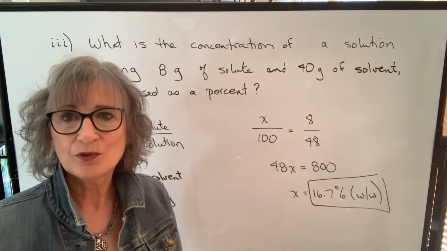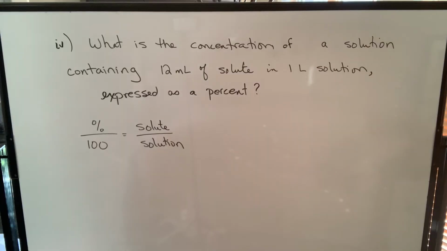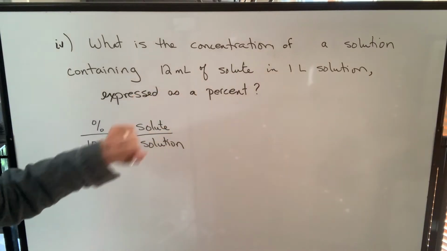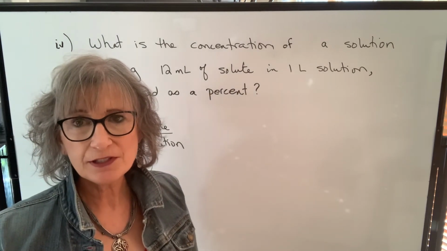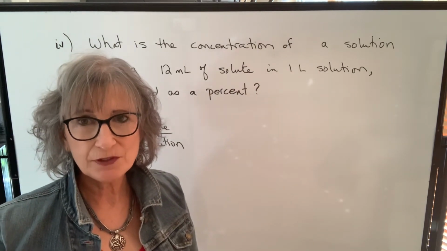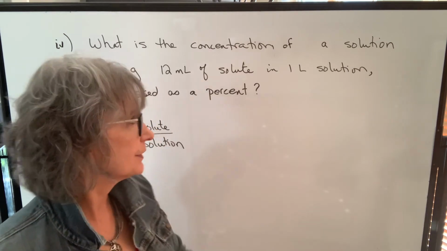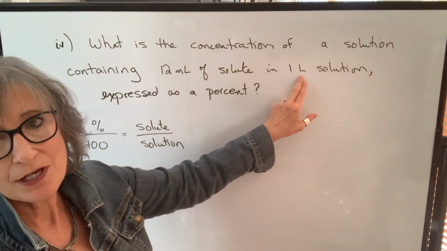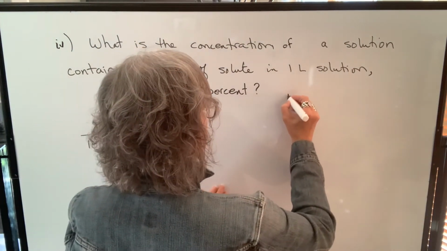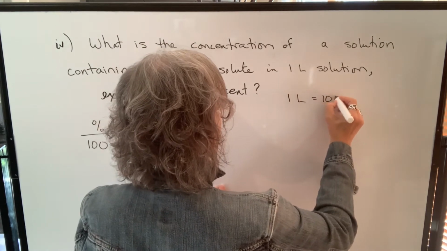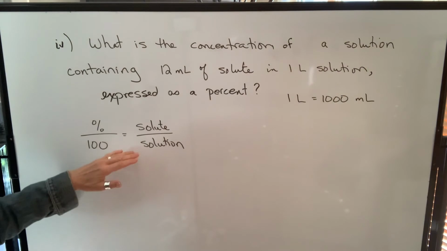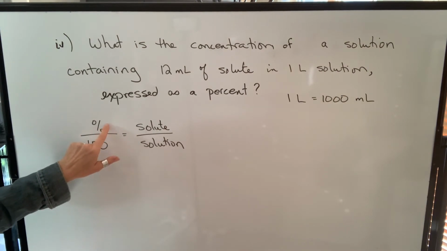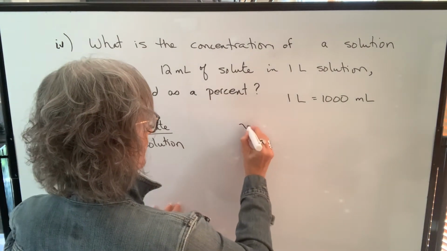Let's do an example with volume per volume. In this example, we have 12 milliliters of solute in 1 liter of solution. Both of them are volume units, and whenever we're working with volume units, our unit has to be milliliters. We have to change 1 liter to milliliters. So 1 liter is equivalent to 1,000 milliliters. Now we can use our proportion. We don't know percent. We're going to find that. That's our x.